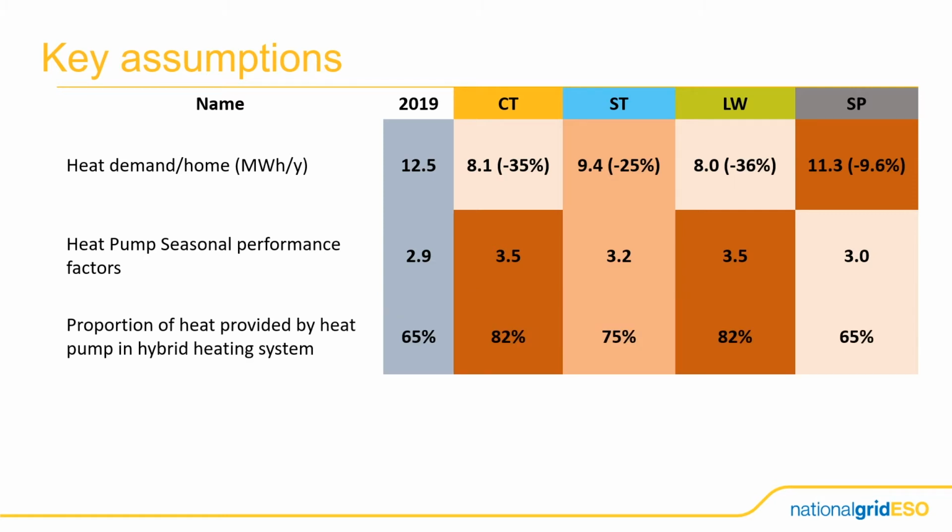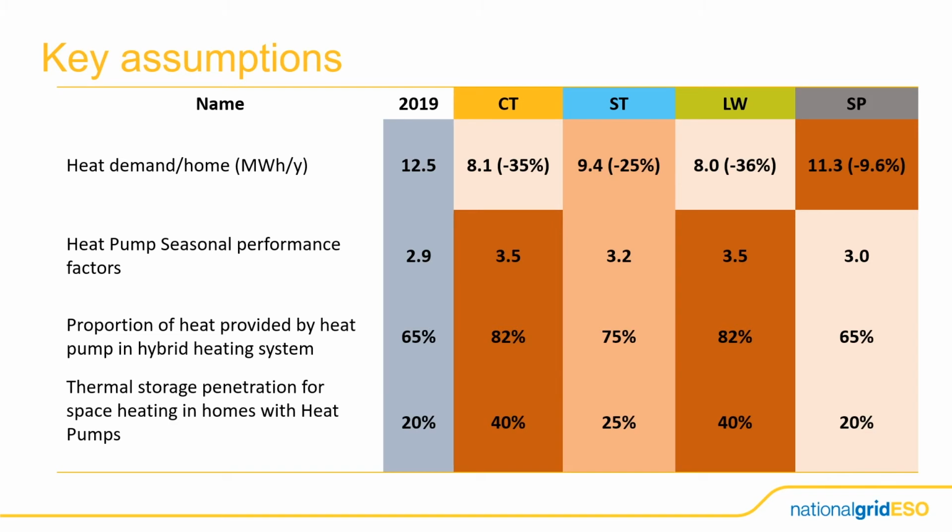The last two assumptions on this slide are proportion of heat demand being met by heat pumps in hybrid systems and level of heat storage penetration. The parameters are assumed to be higher in consumer transformation and leading the way scenarios because of the high levels of heat electrification in these scenarios compared to, say, system transformation scenario, which decarbonizes heat through the use of blue hydrogen.